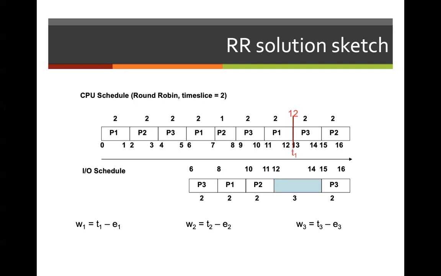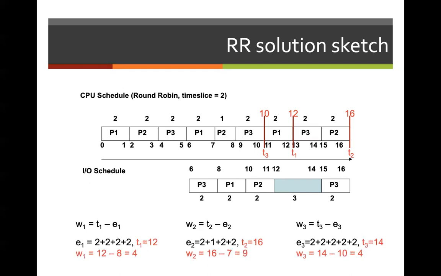So we have the time for T1 is going to be 12. For T2 is going to be 16. T3 is going to be 10. And so we have execution time for E1 being 2, 2, 2, 2. So that's 8. The wait time is going to be 12 minus 8, 4.